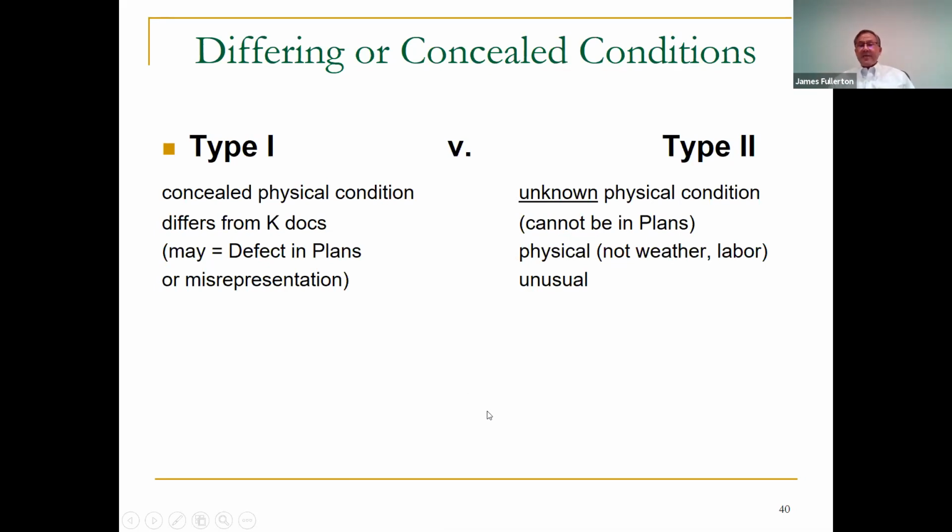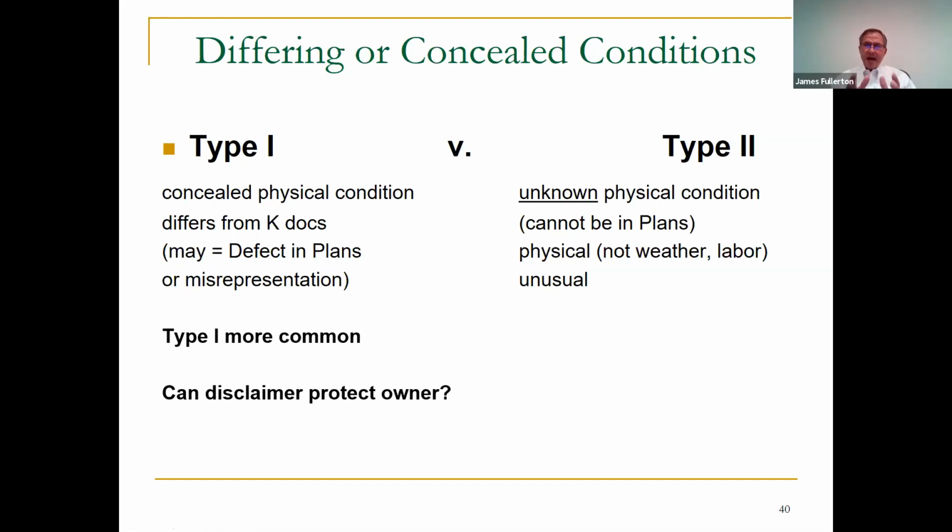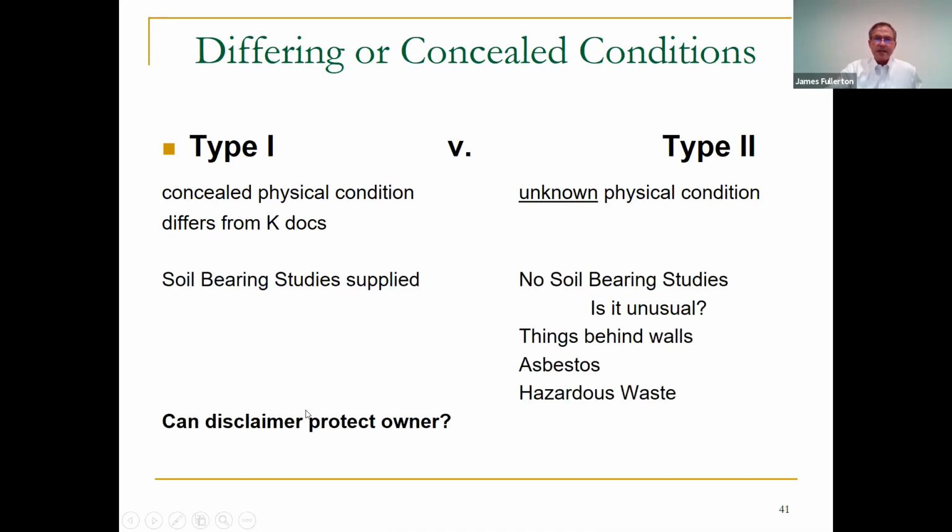And type 1 is much more common than type 2. And the main debate you end up in there is, can a disclaimer protect the owner? Because the battle you end up being in is they give you a bunch of soil borings before you're bidding or as you're bidding, but then they want to say, well, you're not allowed to rely on these. But then they're going to say you knew there might be rock. That's where the arguments end up being.